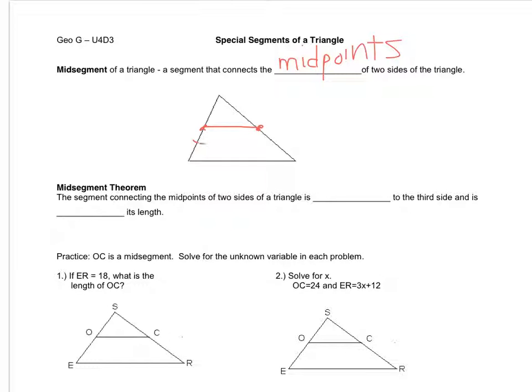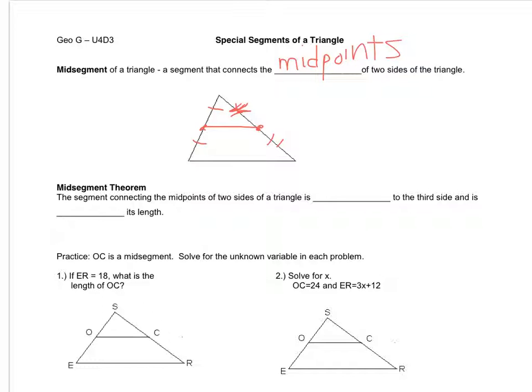Now we have that midpoint on the left side of the triangle. Notice it cuts it into two equal pieces. And then we have another midpoint on the right side that cuts it into two equal pieces. Okay.